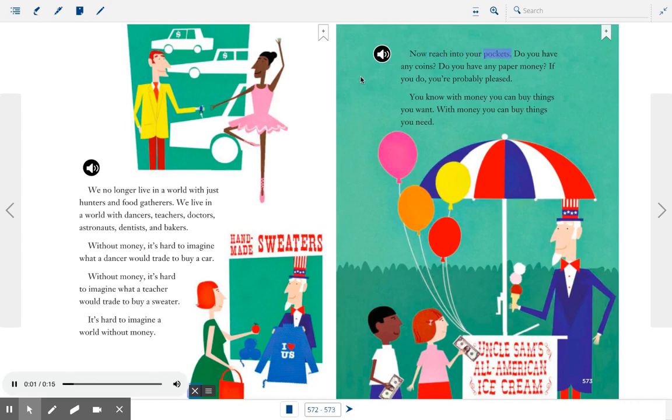Now reach into your pockets. Do you have any coins? Do you have any paper money? If you do, you're probably pleased. You know, with money, you can buy things you want. With money, you can buy things you need. Do you have any coins in your pocket? Do you have a piggy bank full of coins? Are you saving it to buy something great?